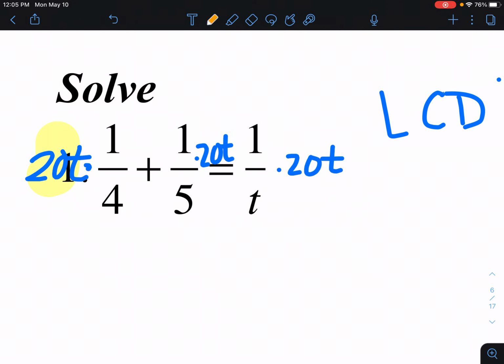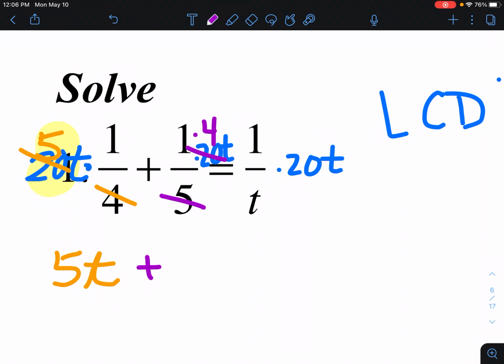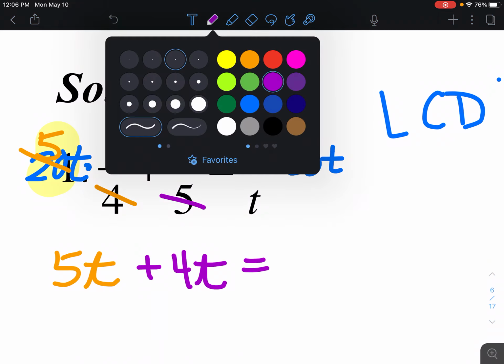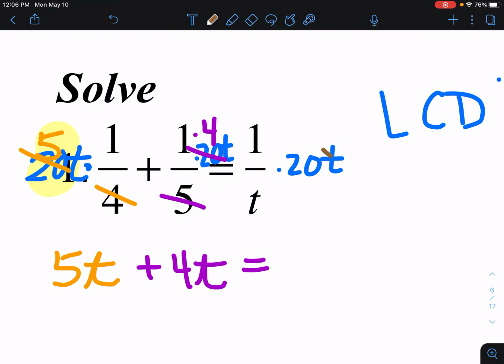Okay, so the first one, let's try to get rid of that fraction first. 20 divided by 4 is 5. So it's 5 times t times 1 is 5t. Now the second one, 20 divided by 5 is 4. So it's 1 times 4t is 4t. And then on the right, t divided by t cancels out, and 1 times 20 is 20.